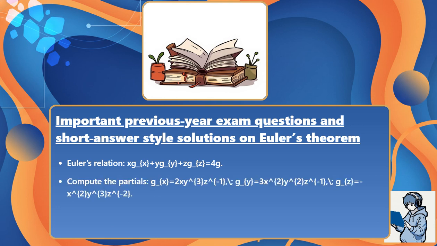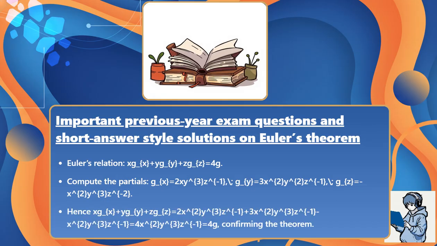Compute the partials. g sub x equals 2x y cubed z to the minus 1, g sub y equals 3x squared y squared z to the minus 1, g sub z equals negative x squared y cubed z to the minus 2. Hence x g sub x plus y g sub y plus z g sub z equals 2x squared y cubed z to the minus 1 plus 3x squared y cubed z to the minus 1 minus x squared y cubed z to the minus 1, which equals 4x squared y cubed z to the minus 1, which equals 4g, confirming the theorem.